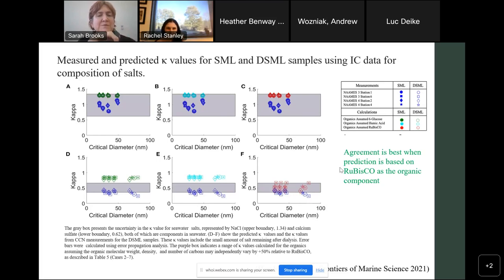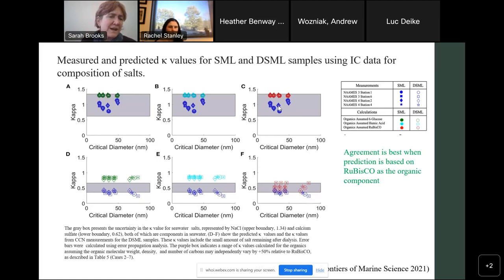In the bottom panels, before I forget, our desalination process was imperfect. The salt is reduced, but we did use ion chromatography to figure out how much salt was remaining in our samples, and that's what you see in the gray panel down here. So the gray panel is our target. The good news is that in the top panels we achieve that target, which means that for salts, we have a pretty good handle on what's going on. It also means that the organic component is in here, but it's really not driving the overall kappa calculation.